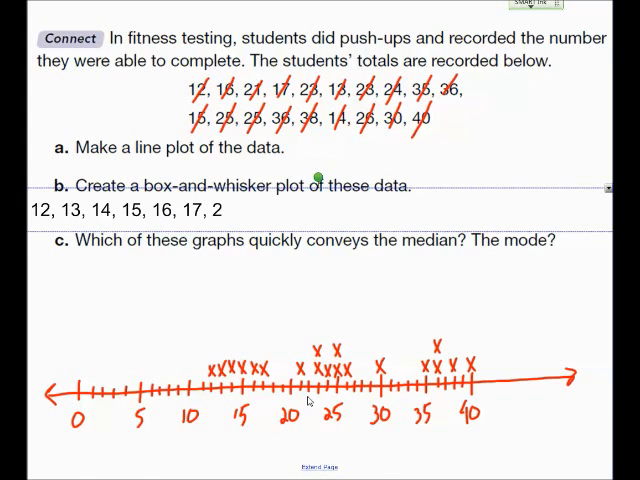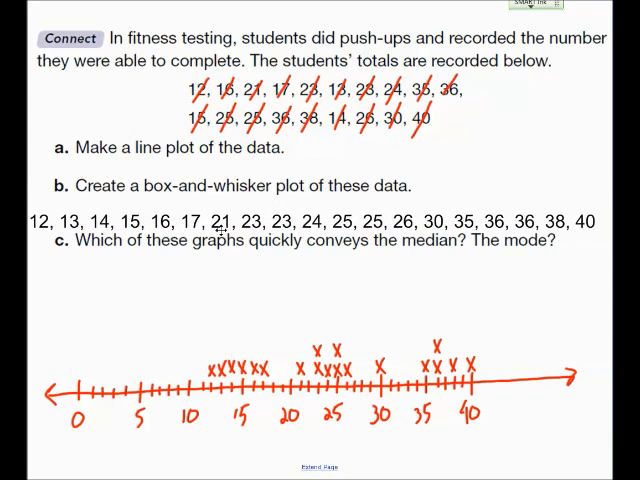Then I've got 21. I've got 2 23s, a 24, 2 25s. I got a 26. Got that kid that did 30 push-ups, one that did 35, 2 kids did 36, a kid that did 38, and a kid that did 40 push-ups. What a stud. Okay, so there's all my numbers written in order. And the reason I did this is so that I can identify my 5-number summary, which is what I need to make a box and whisker plot.